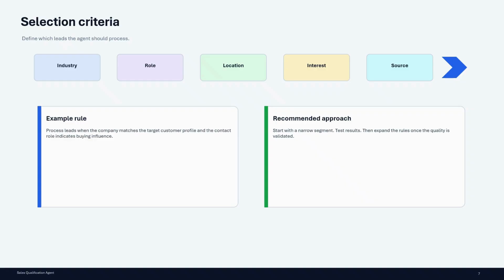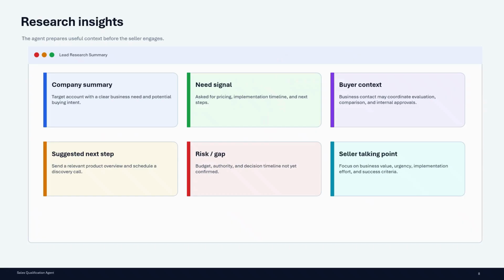So once the right leads are selected, the agent starts researching them. After the agent researches a lead, it can prepare a simple summary for the seller. This may include the company summary, the need signal, buyer context, and a suggested next step. So in this example, the lead has asked about pricing, implementation timeline, and next steps.